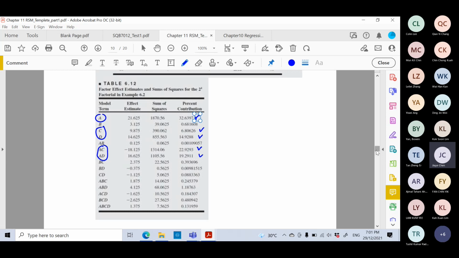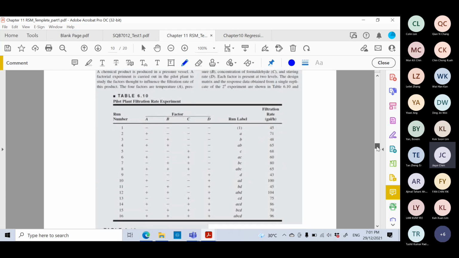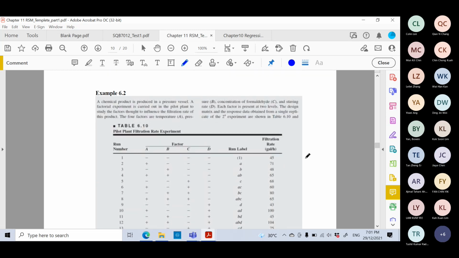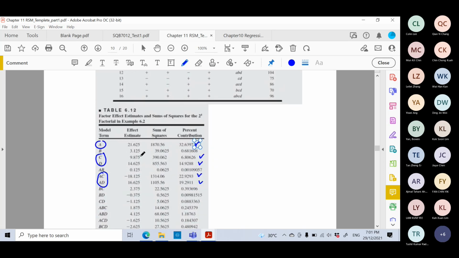So therefore, we run the analysis of variance. But this one deals with only a single replicate here. If you still remember, when you run a single replicate, you can identify the important factors, but you cannot carry out the ANOVA. One way you can do that is to assume that certain higher-order interactions are not significant. The second way is to plot the normal probability plot. Then from the normal probability plot, you identify the important factors.